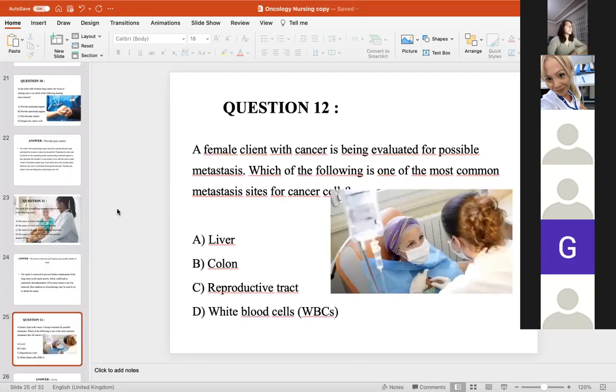And question 12. A female client with cancer is being evaluated for possible metastasis. Which of the following is one of the most common metastasis sites for cancer cells? A. Liver. B. Colon. C. Reproductive tract. D. White blood cells, WBCs. And answer.